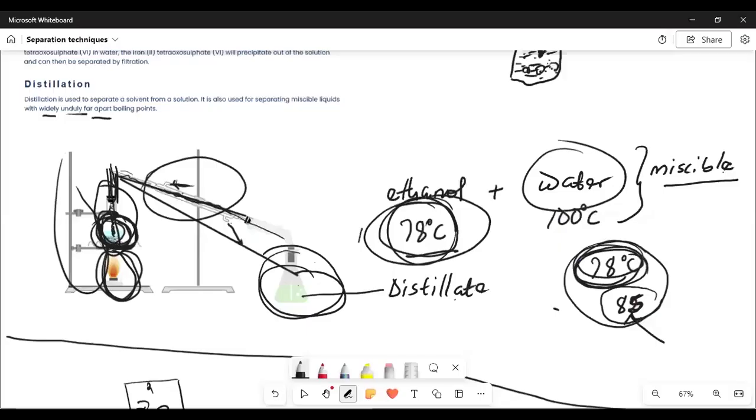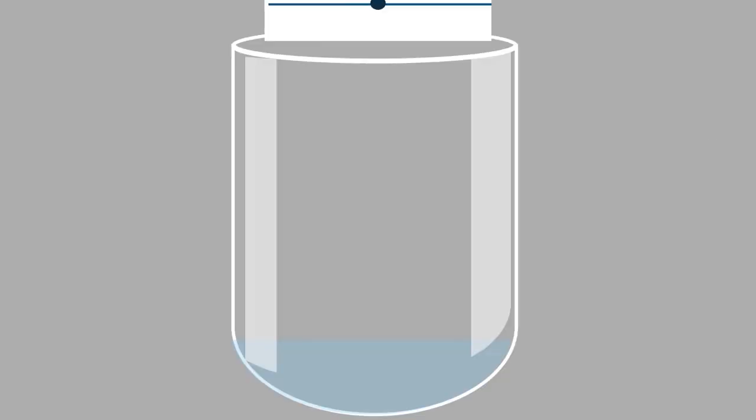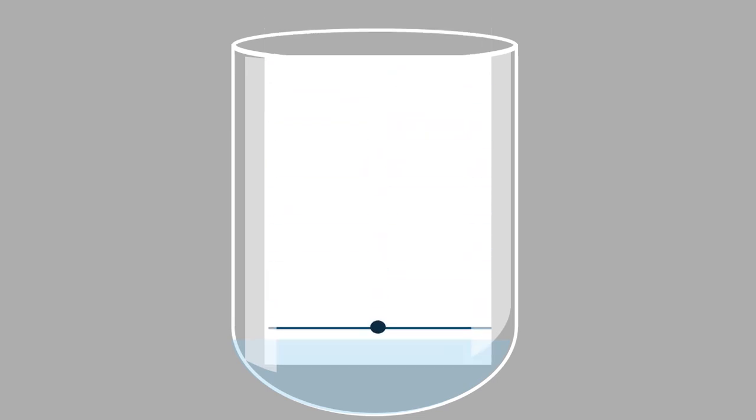Let's move on to another method of separation, which is chromatography. Chromatography is used to separate components of something like ink. You have several types of chromatography. You have the one we use in the lab. It is a simple one called paper chromatography.